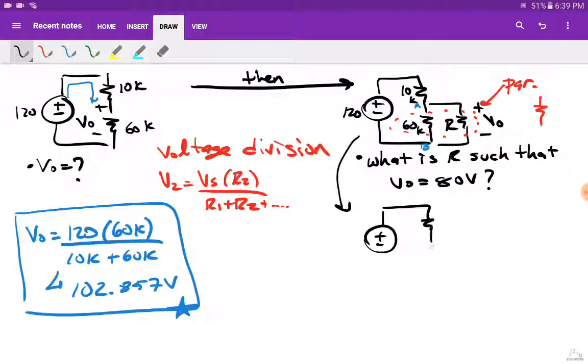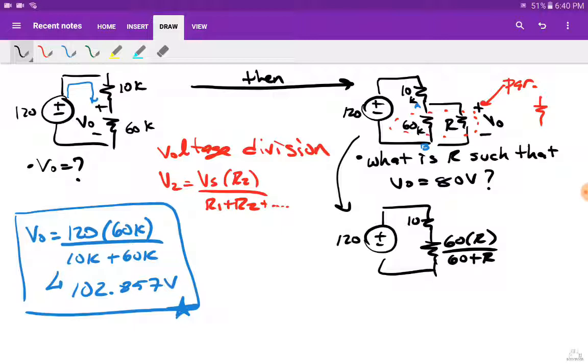Here and here. Well, this is 10, this is 120. And this right here is now going to be 60 times R, because there are two of them. Let me make it a little bit bigger. There we go. 60 times R over 60 plus R. That is the equivalent resistance that is sitting right there now.